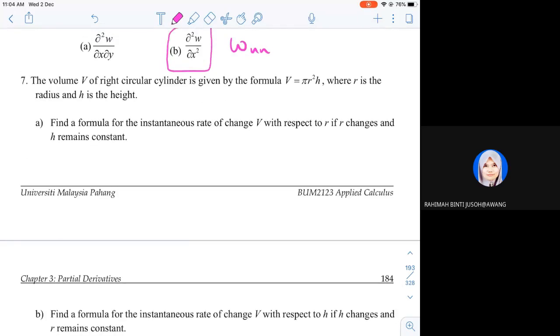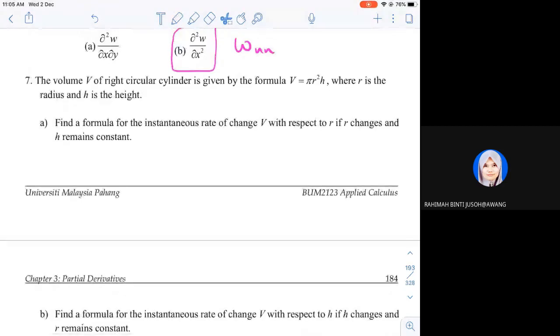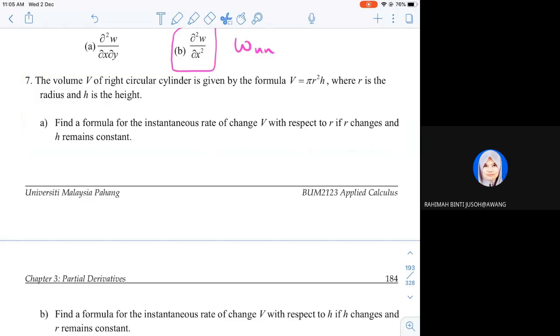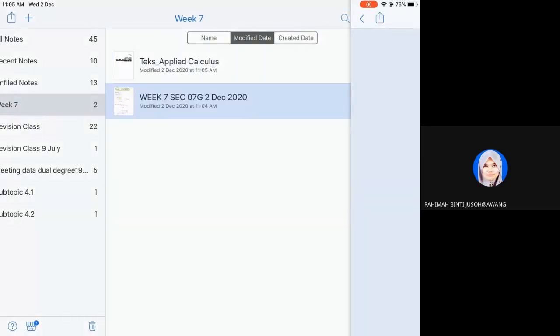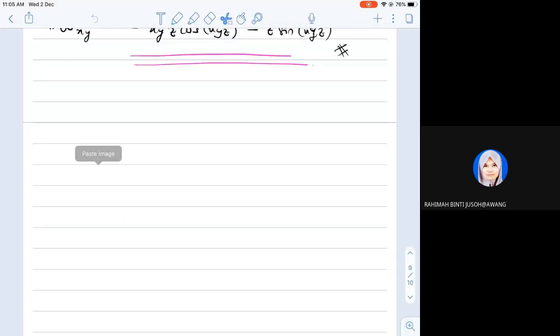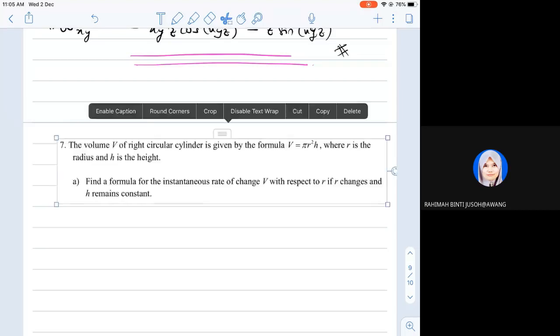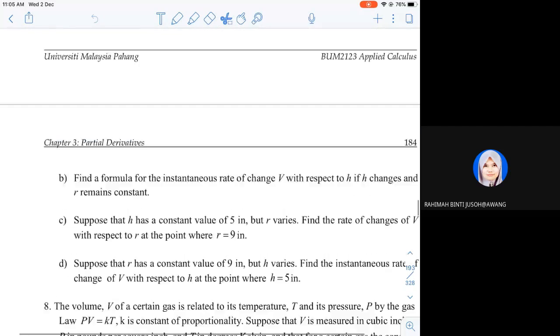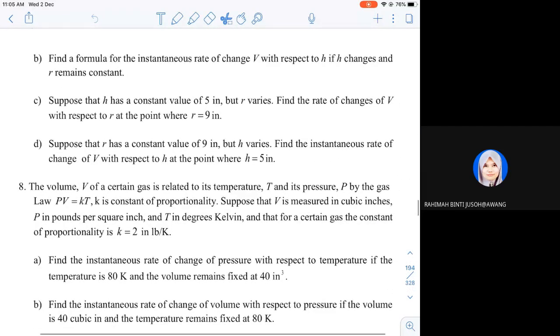All right, now let us do question number 7. This is a type of what we call application questions. Copy. We have this. All right. And then I'll copy all the question for this.